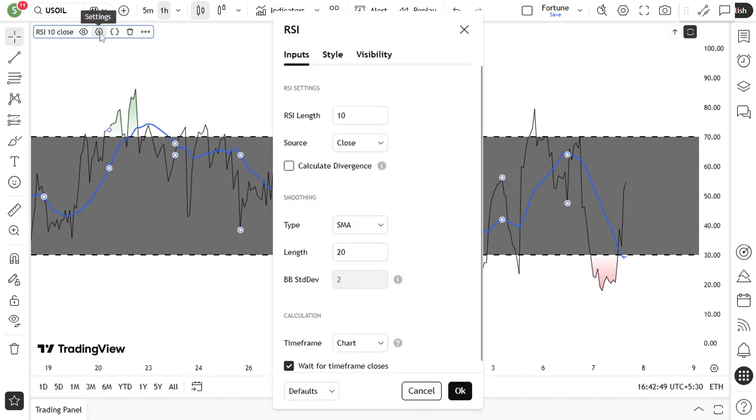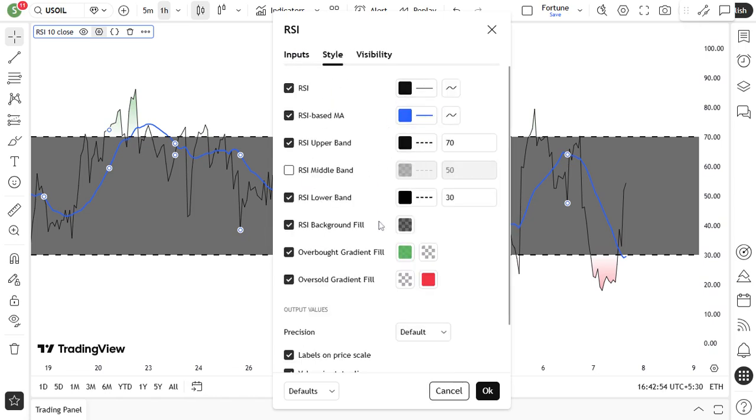Once you click on the settings button, you will get this pop-up. On the style tab, you can select whatever is convenient for you. I have put in a background. This is the middle band, this is the lower band up to 30, the upper band up to 70. You can change your shifts as well. I have put the RSI background dark, because I like a slightly dark background. Then there is an overbought and oversold gradient fill, which is very important. I have set overbought as green, and oversold as red.